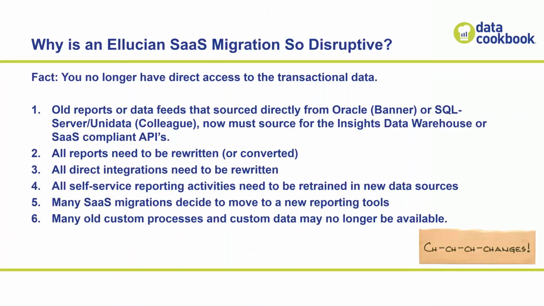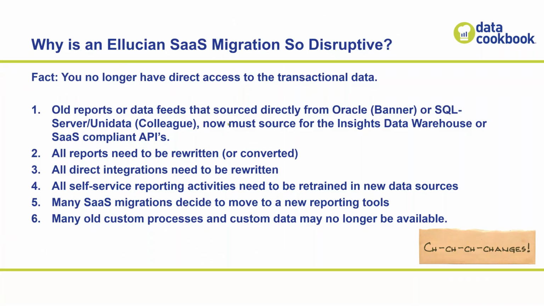The main thing, and most of you should know this, is that you're moving from this single tenant, either on-prem or cloud-hosted version, and going to a multi-tenant SaaS environment where you will no longer have direct access to the transactional data. So old reports or data feeds that source directly from Oracle for Banner or SQL Server or Unidata for Colleague now must source from the Insights data warehouse or SaaS compliant APIs, or some other maybe data feed to a separate data warehouse.